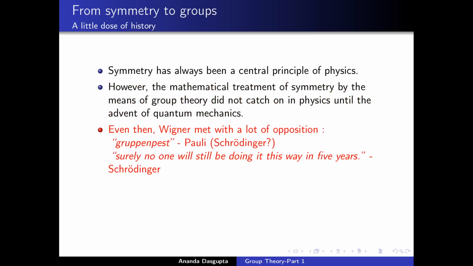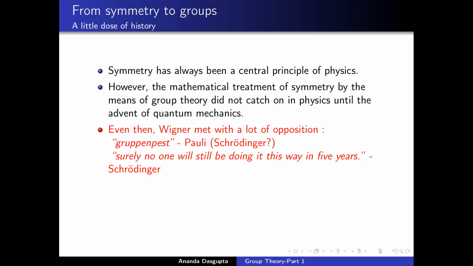Well, for example, Pauli, or maybe it was Schrödinger, who exactly came up with this term is not so clear now after the years, came up with this term, Gruppenpest, which essentially described the feeling that many stalwart physicists had towards this new technique which mathematicians had built and which was now invading this space. They thought of groups basically as some kind of irritating pest rather than as a useful tool.